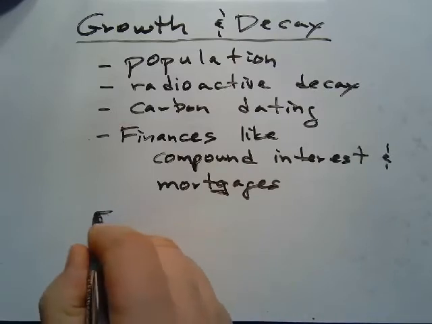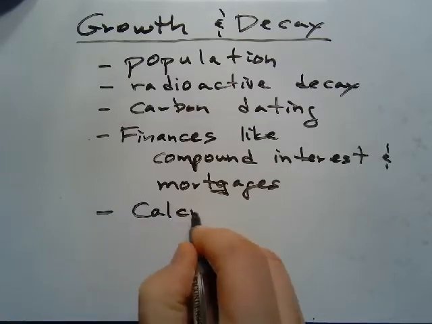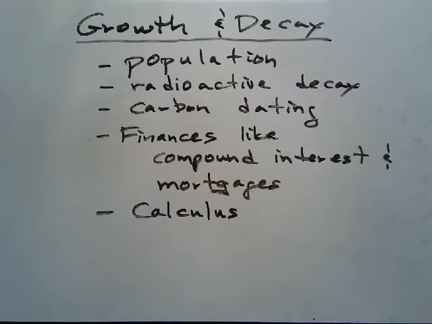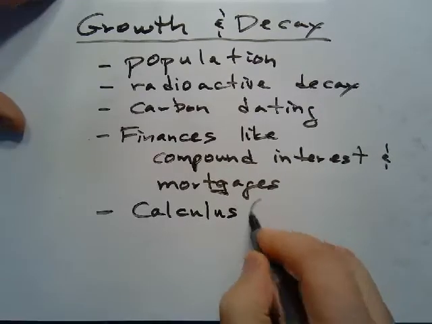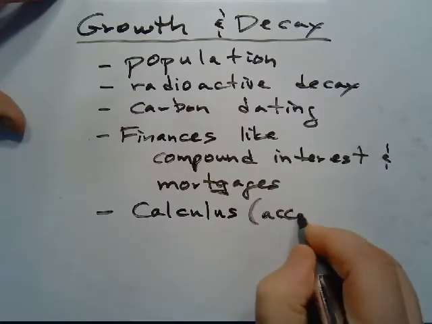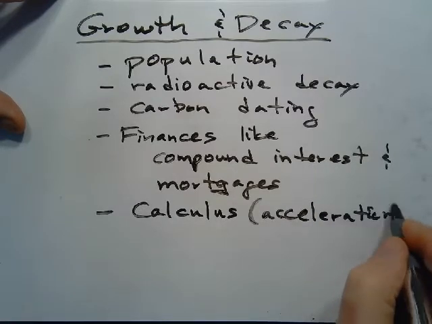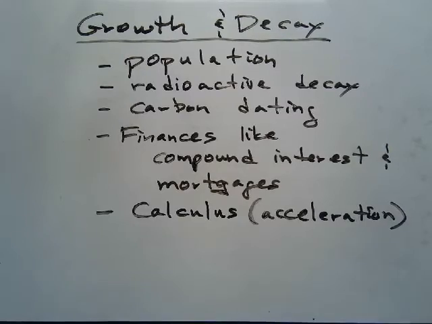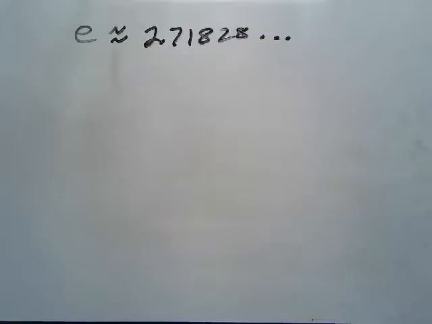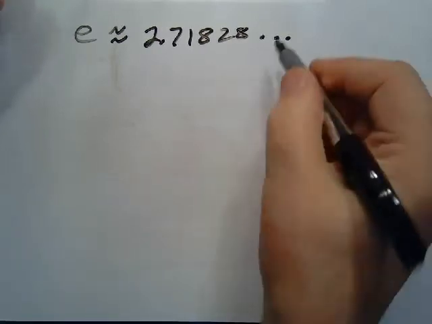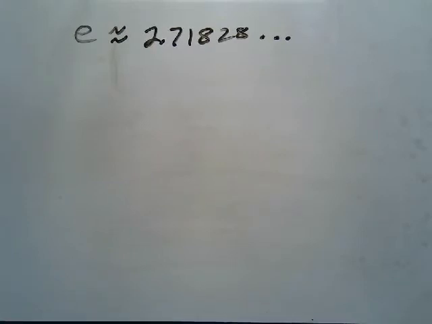One of them happens to be from calculus. E is used in a calculus situation. Calculus is all about acceleration and momentary rates and so forth. But these are some of the applications, and we'll look at those a little more in the next episode. So this is the approximate value of E, 2.71828. And you notice I put the dots at the end here. This is an irrational number.